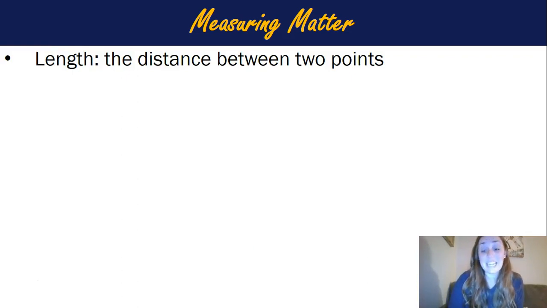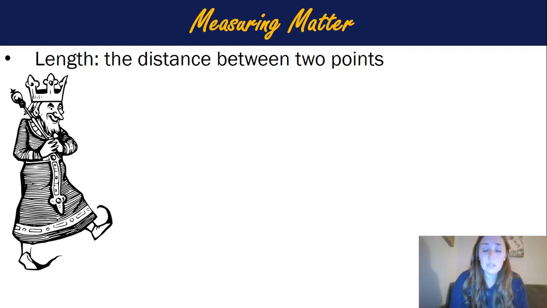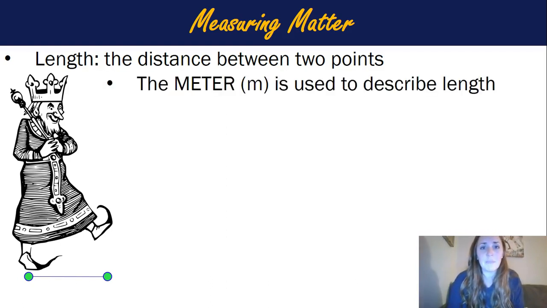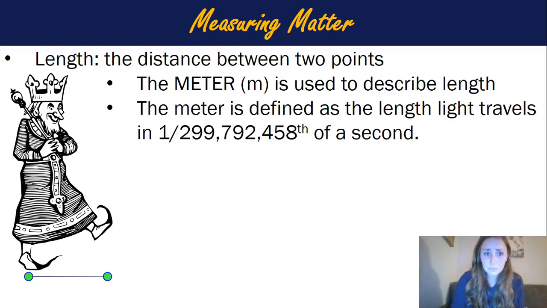So the first one is length. Length measures the distance between, boom, boom, 2 points. That is length. Now, back in the day, length used to be described as the length that a king would step. And however big that is, that was their stride. But that would change over time, right? Because you might have a tall king or a short king, or maybe he was feeling tired one day, so they measured something smaller. So it wasn't very specific. Now we use the meter, and the meter is describing length. You've seen meter sticks probably in the classroom.